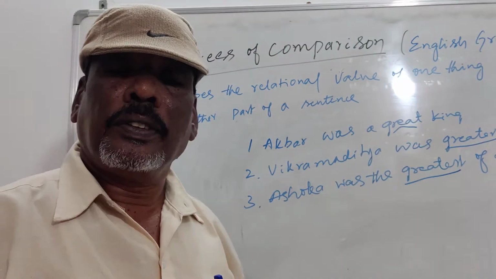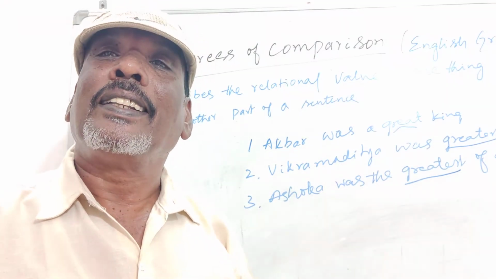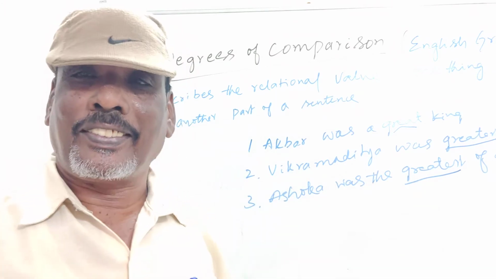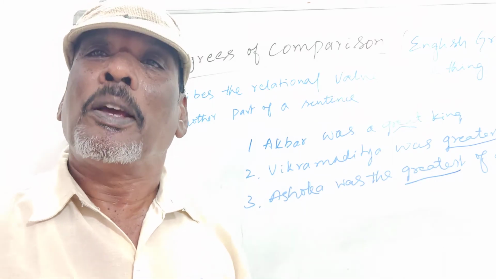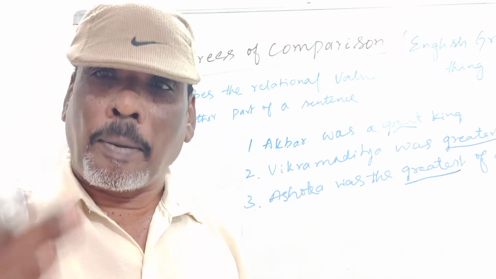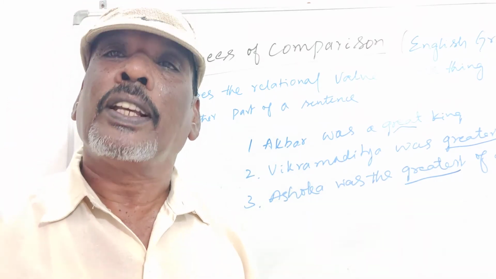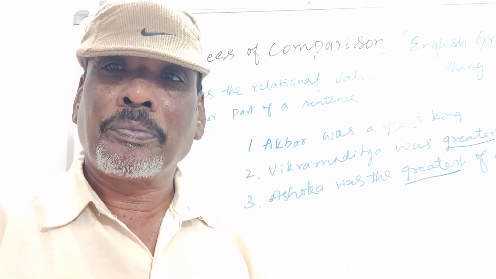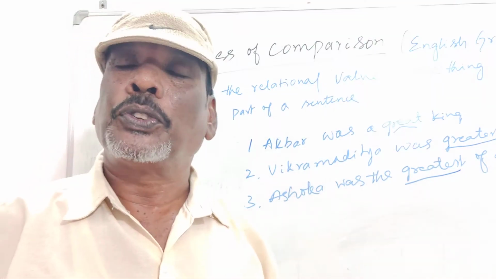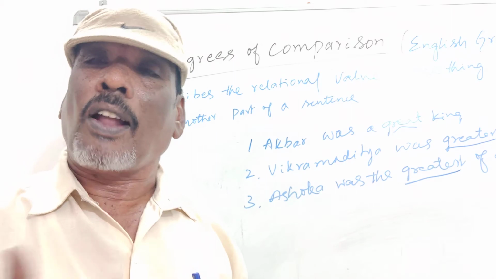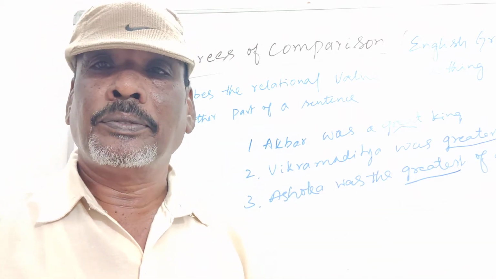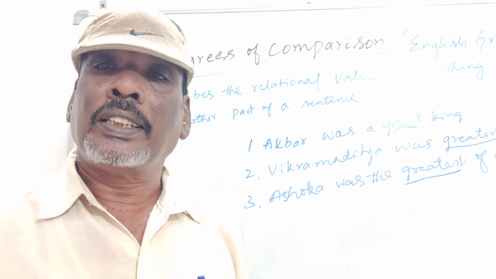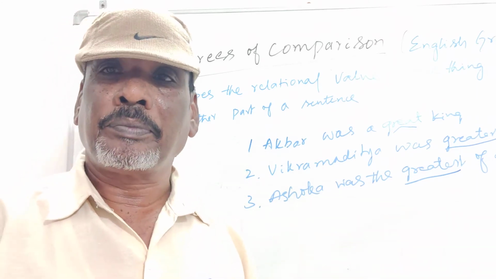With this, we could understand the degrees. How many degrees are there? There are 3 degrees. One is positive degree, comparative degree, and the third one is superlative degree. You can have a list of those: long, longer, longest; high, higher, highest; thin, thinner, thinnest; small, smaller, smallest.